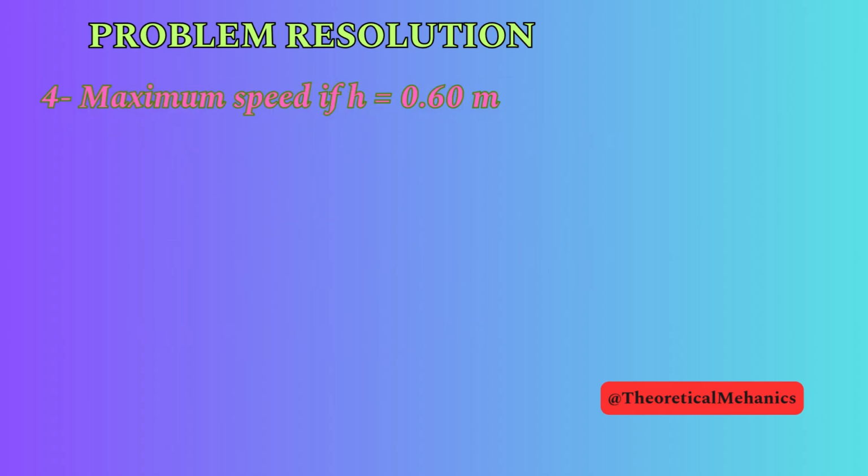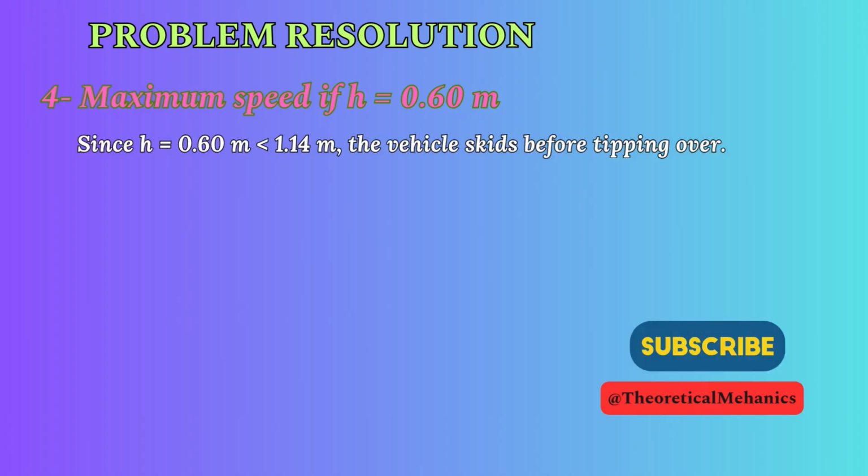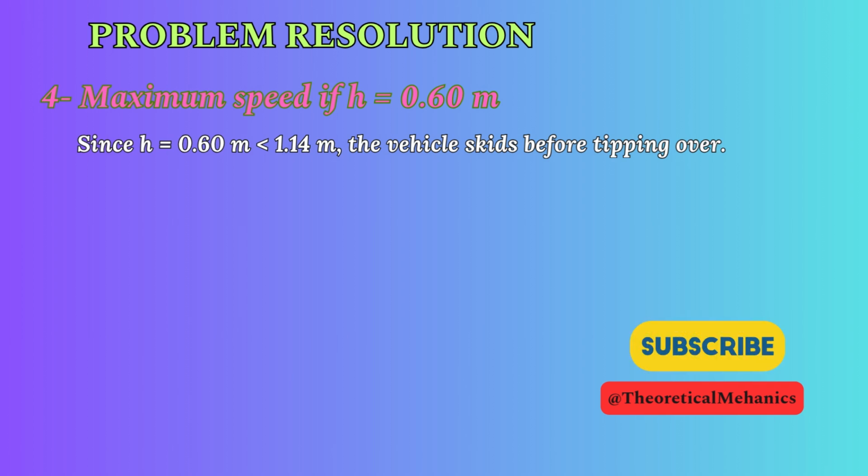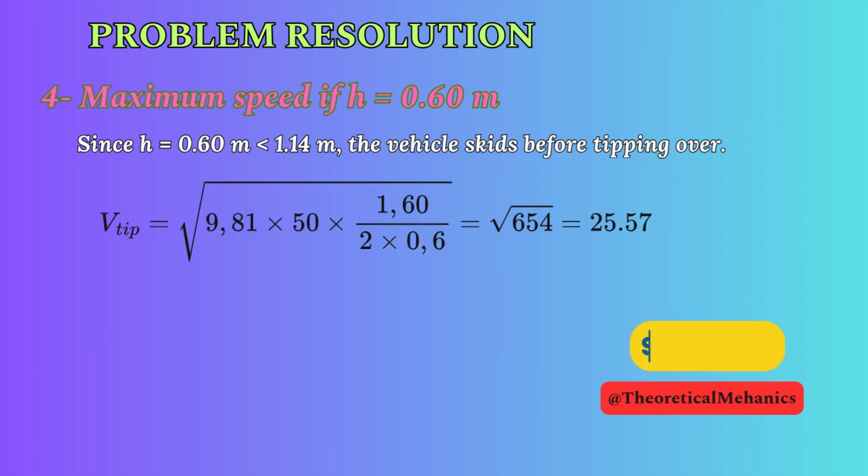4. Maximum speed if h equals 0.6 meters. Since h equals 0.6 meters, which is less than 1.14 meters, the vehicle skids before tipping over. Therefore, the tipping speed, v tip, equals the square root of 9.81 times the radius of the turn, 50 meters, times 1.6 divided by 2 times 0.6, equals the square root of 654, which gives 25.57 meters per second, or 92 kilometers per hour.